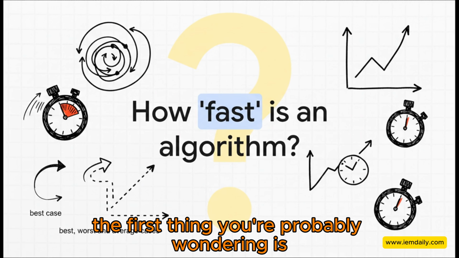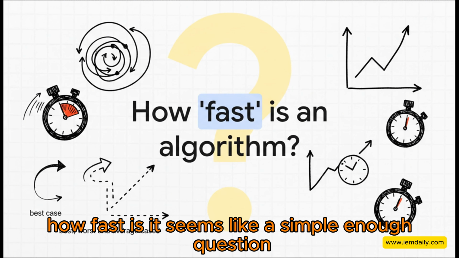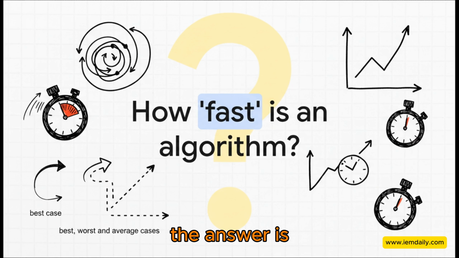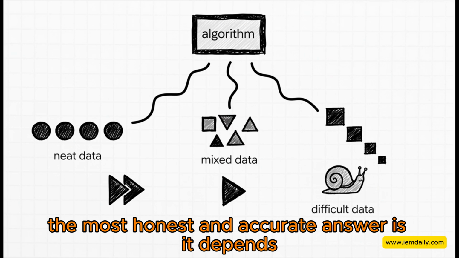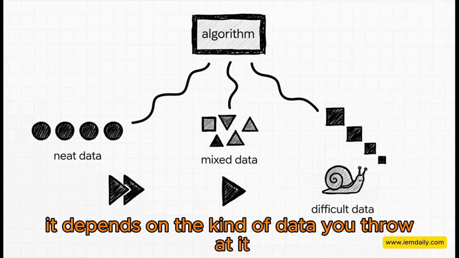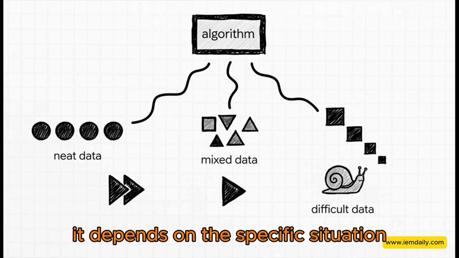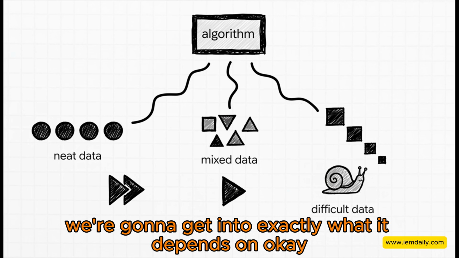So you've written some code. The first thing you're probably wondering is, how fast is it? Seems like a simple enough question, right? But as you're about to see, the answer's way more interesting than just a number on a stopwatch. Because really, the most honest and accurate answer is, it depends. It depends on the kind of data you throw at it. It depends on the specific situation. And today, we're going to get into exactly what it depends on.